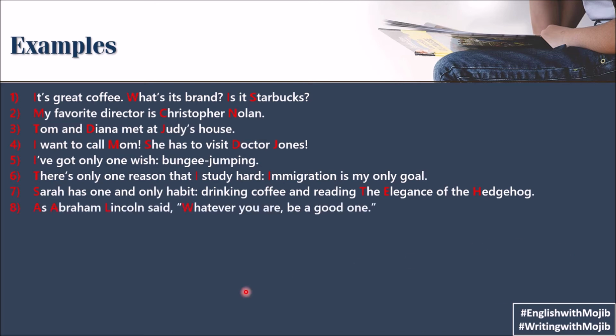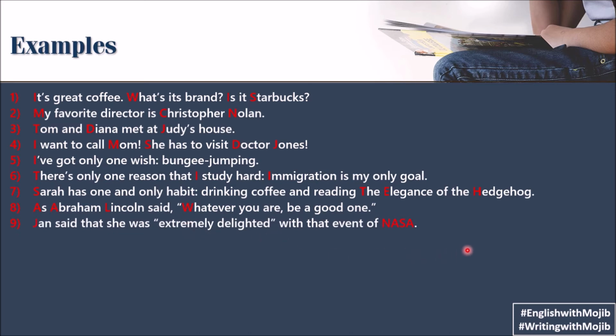Number 8. As Abraham Lincoln said, "Whatever you are, be a good one." A, beginning of a sentence. Abraham Lincoln, actually, it's a proper noun, and A and L should be capitalized. And in the quotes, between the quotation marks, we have a sentence. So W should be capital. Whatever you are, be a good one.